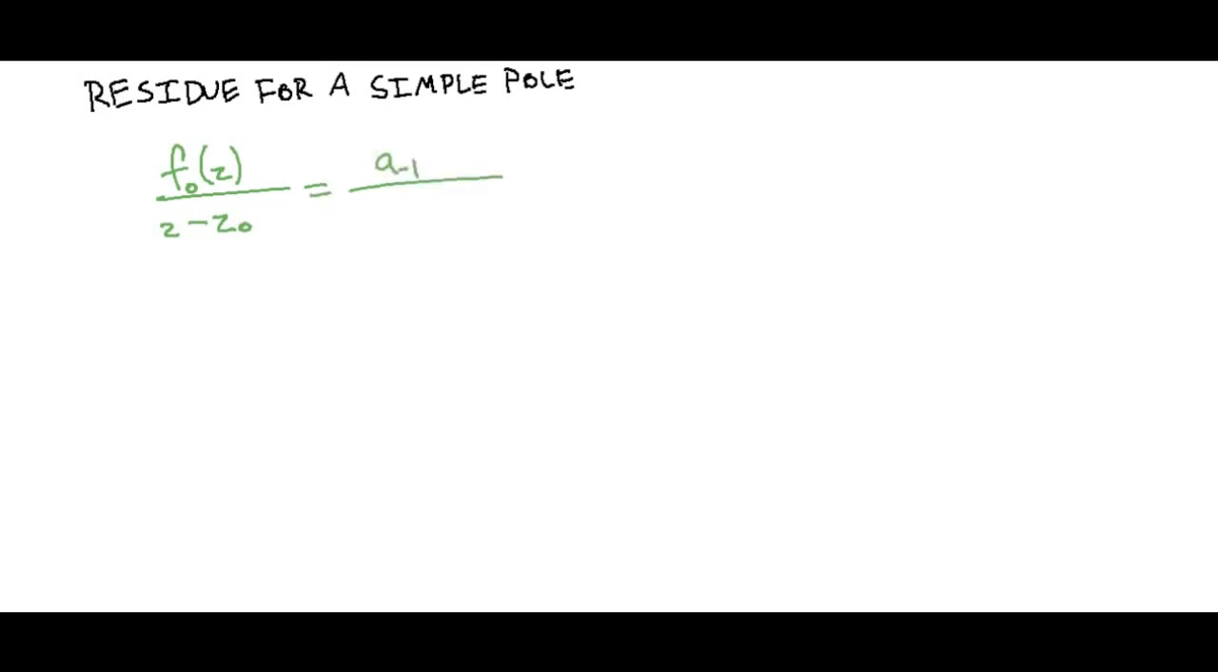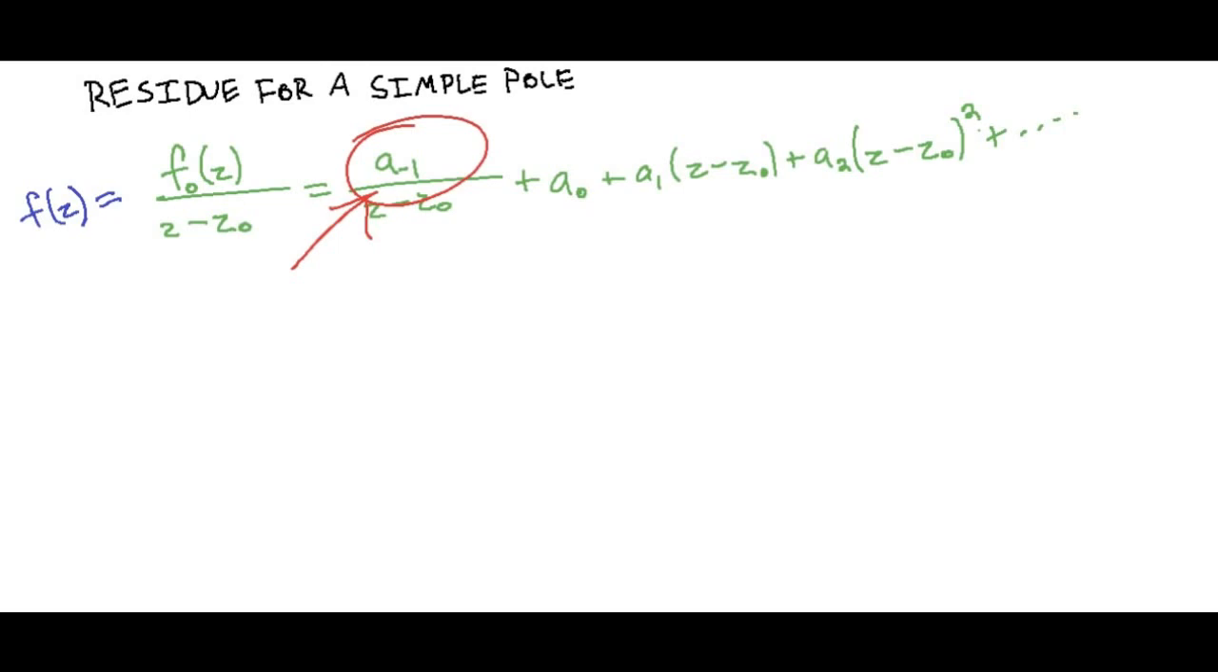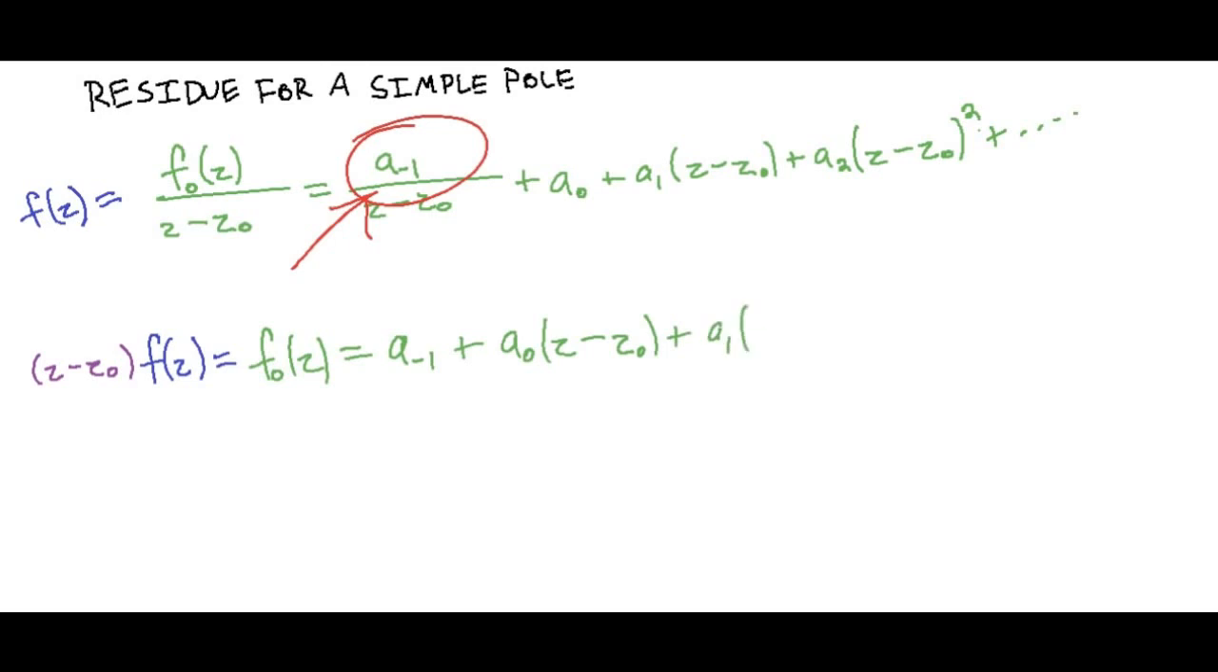This function is equal to a sub minus 1 over z minus z naught plus a naught plus a sub 1 times z minus z naught plus a sub 2 times z minus z naught squared, and on to infinity. And this is all our original function. Now then, this term right here, the a sub minus 1, that's what we want to find. So we're going to start by isolating it, multiplying the whole function by z minus z naught. Doing that raises every power of z in our Laurent series up by a power of 1. That makes this a sub minus 1 term a constant, and every other term gains a power of z.